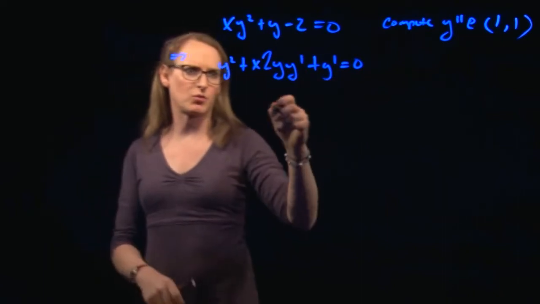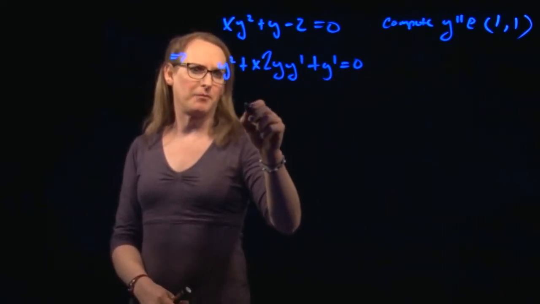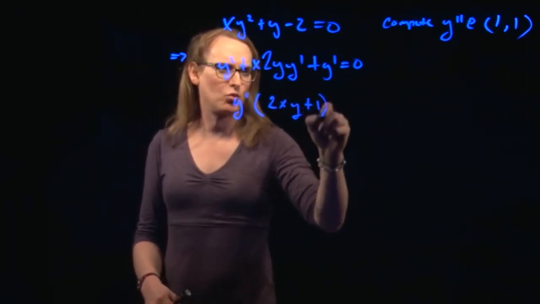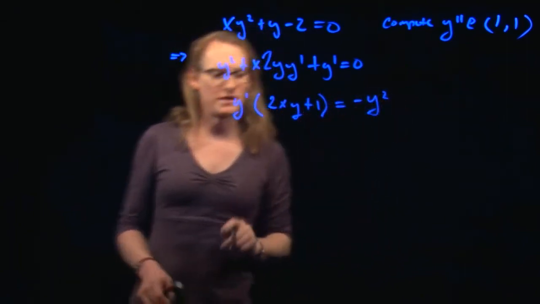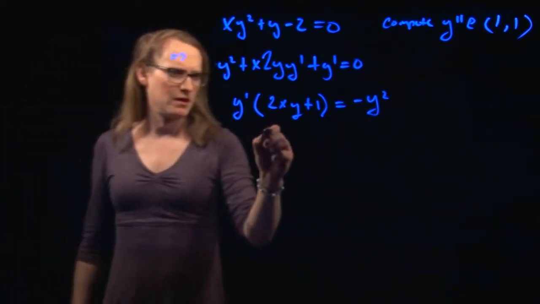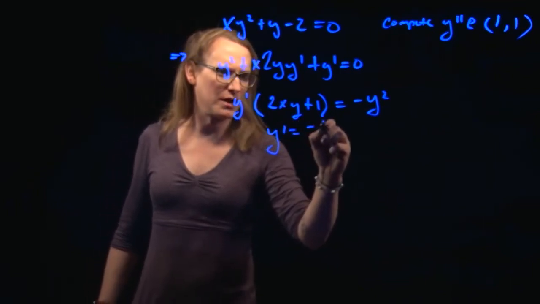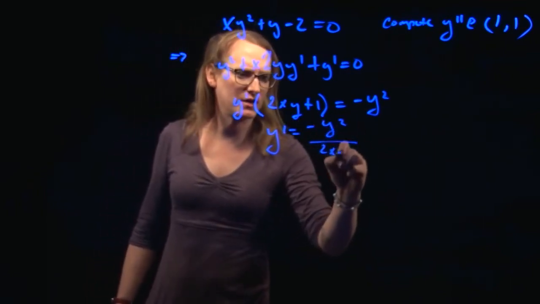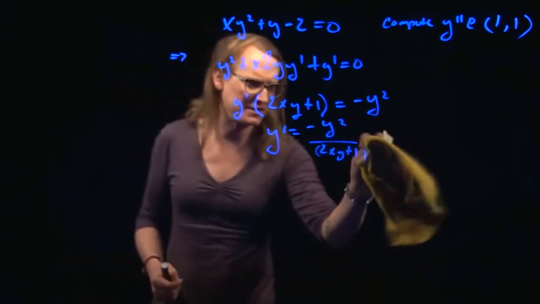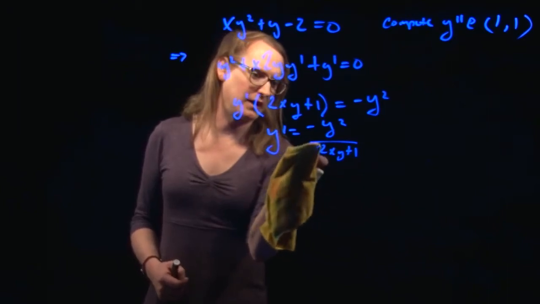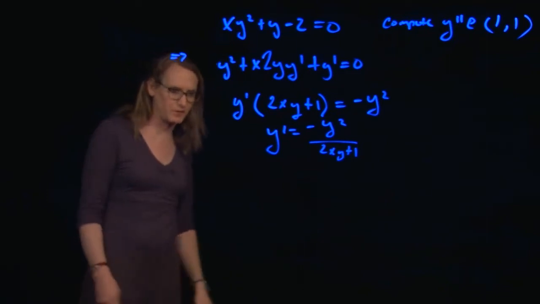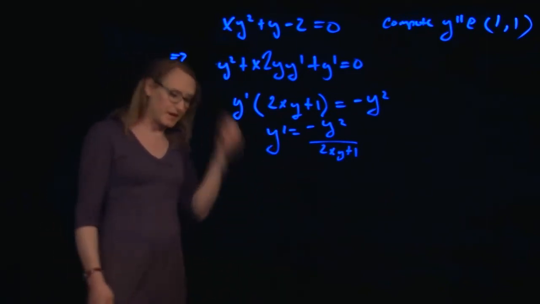Alrighty, so let's put that y squared on the other side. And let's factor out our y prime. 2xy plus 1 equals minus y squared. And finally, that means that y prime is equal to minus y squared over 2xy plus 1. I don't know why I wrote parentheses down there. They don't help anything. I'm going to delete those. Sweet. So we got our first derivative, and we can take second derivatives.